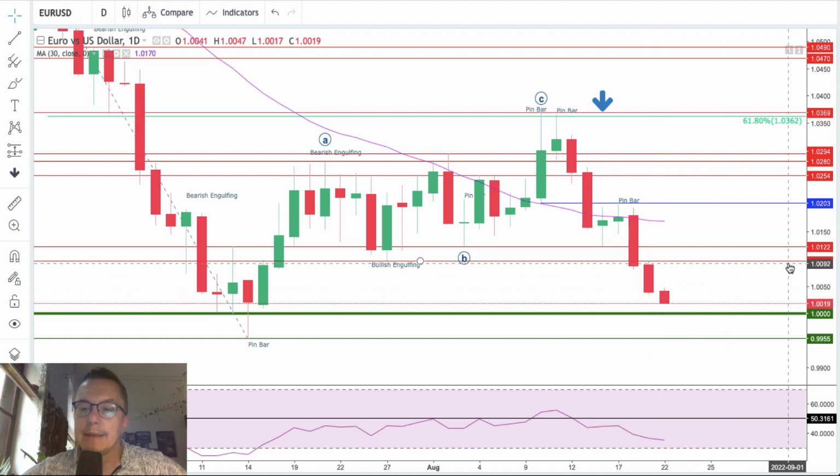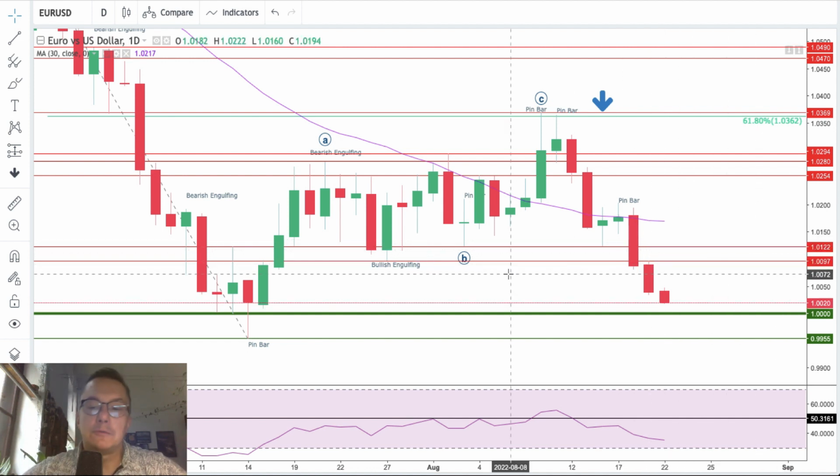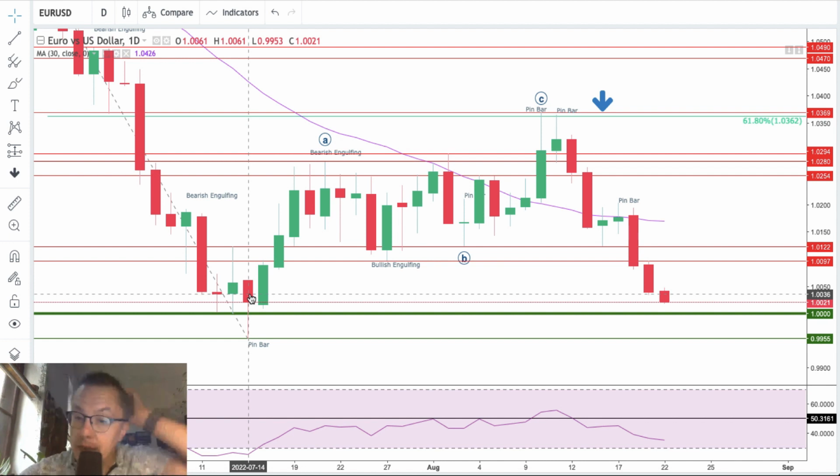And what do we have here? Well, the technical supports around the level of 1.0122, 1.0097 had been violated, clearly violated. This is the daily time frame chart. So the next target is the parity level of 1, so 1 euro is equal to $1. However, it looks like the bears want to test the lows of the 14th of July 2022. This low is at the level of 0.9953. So this level might be hit even today. So please stay awake, stay focused.